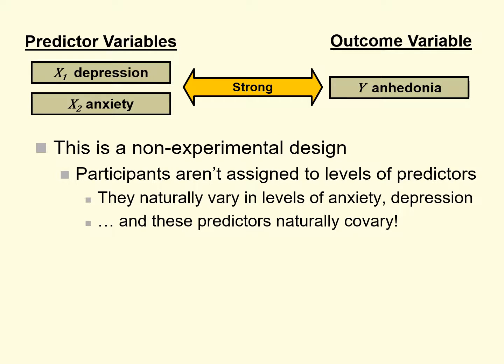We're not assigning people to have different levels of anxiety or depression. We're just allowing that people in our study who we recruit will naturally vary on their levels of anxiety and depression. And we're aware, or at least we should be aware, that anxiety and depression are going to tend to naturally co-vary with each other.